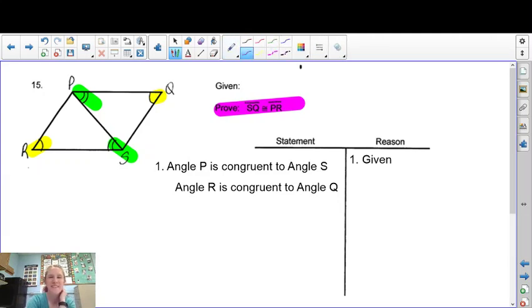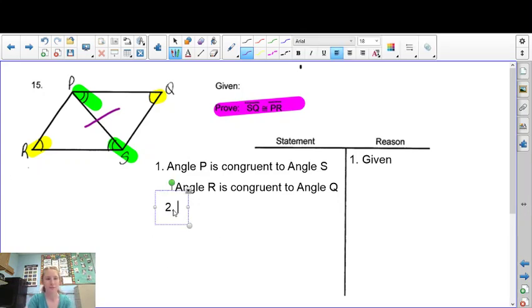Remember when we talked about free stuff? Here's one of my free stuffs. PS has to be congruent to PS, or in some kind of fashion, because of the reflexive property. That's my free guy. And his reasoning: reflexive.